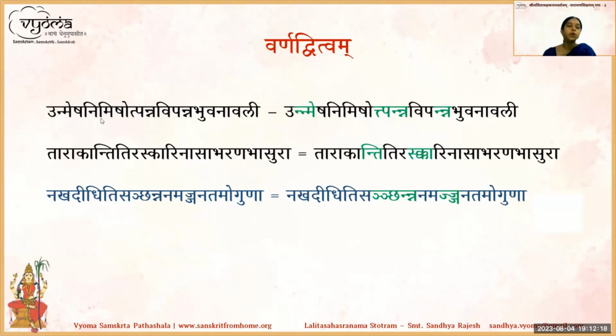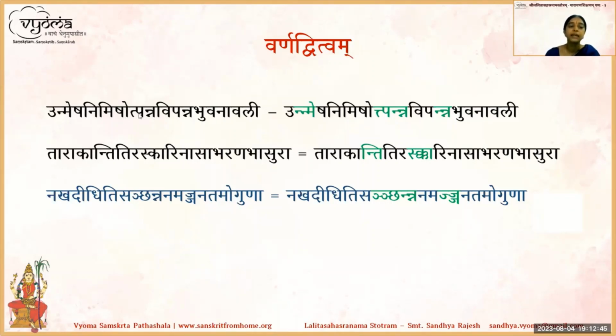All these examples are from Lalita Sahasranama only. Unmesha nimishotpanna vipanna bhuvanavali. So here, let us take the example of the first samyuktakshara. Unmesha. Na is there, Ma is there, and there is a swara before that, U. So there is a samyuktakshara. Dvitvam can be applied here. So Na is getting doubled in this case. Unmesha. Then let us look at the next samyuktakshara.